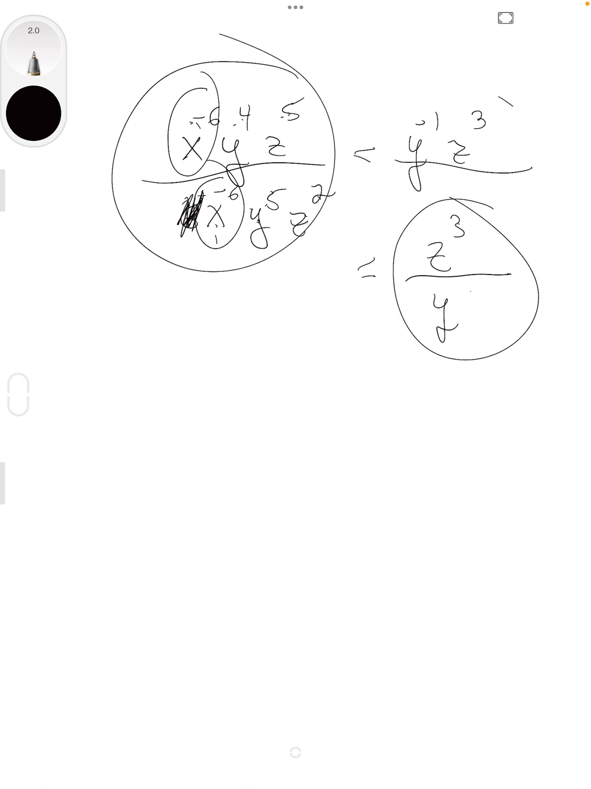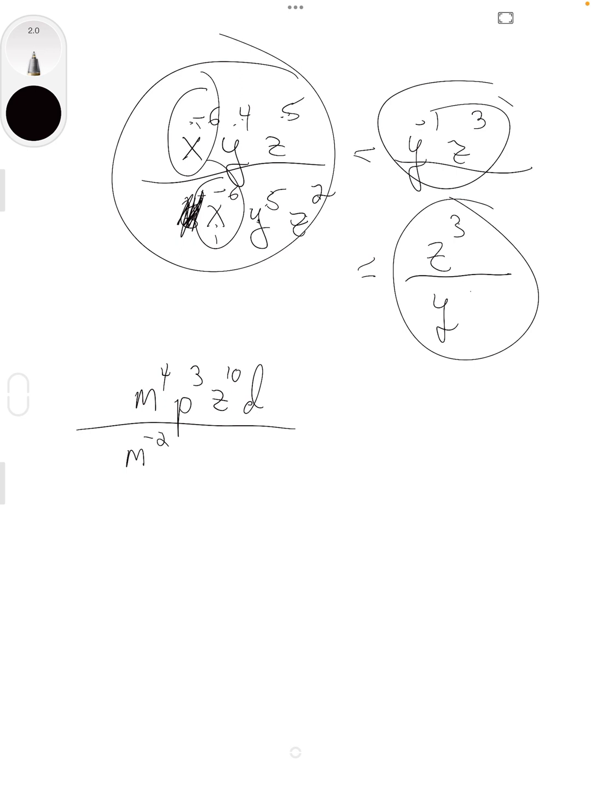So let's do one where in your homework it says make them just everything in the numerator like that. So here's one: m to the 4th, p to the 3rd, z to the 10th, d over m to the negative 2, p to the 4th, z to the negative 6, and d to the negative 2. So again, in a fraction, you just take top minus the bottom. So look at the m's. What's 4 minus a minus 2? Well, that's 6.